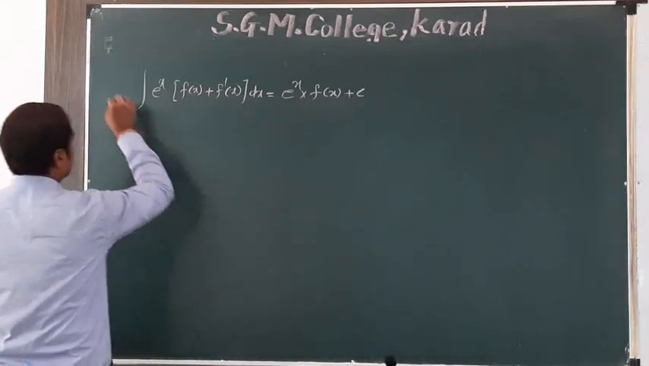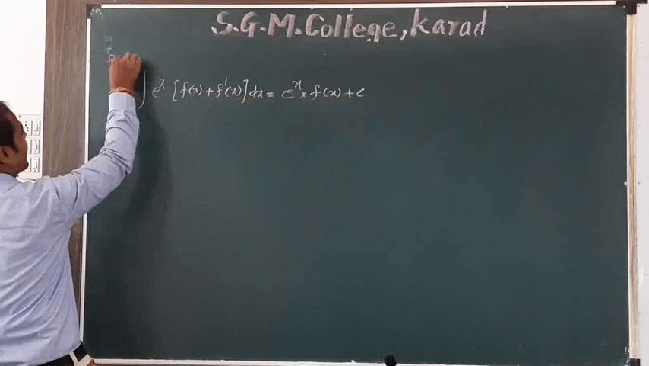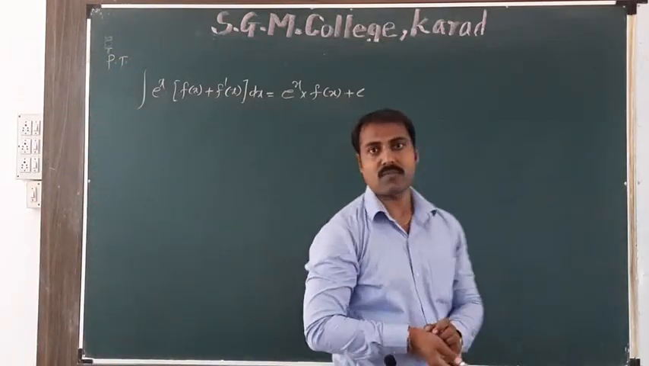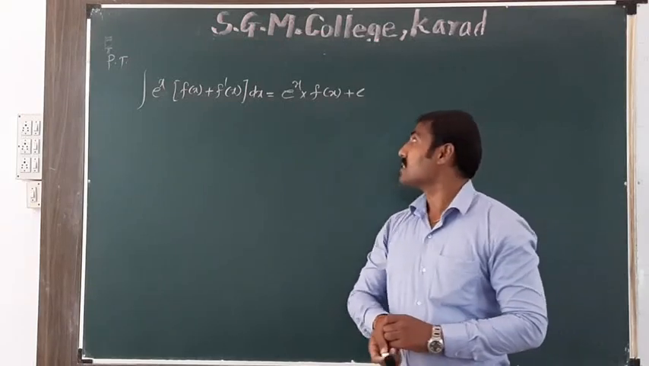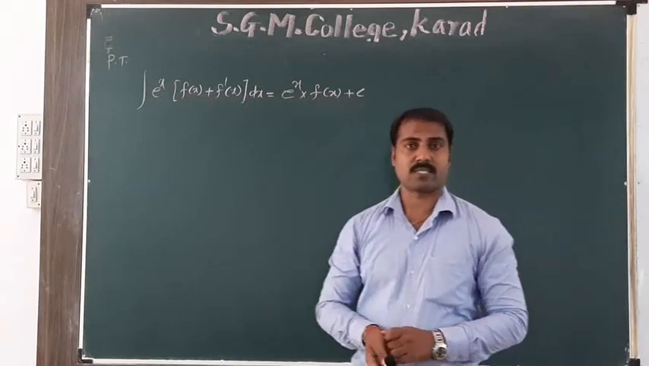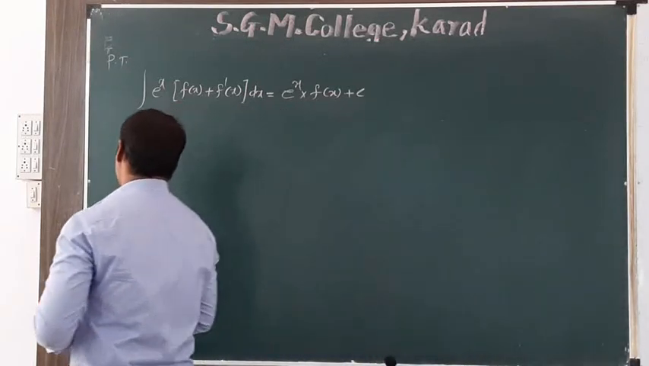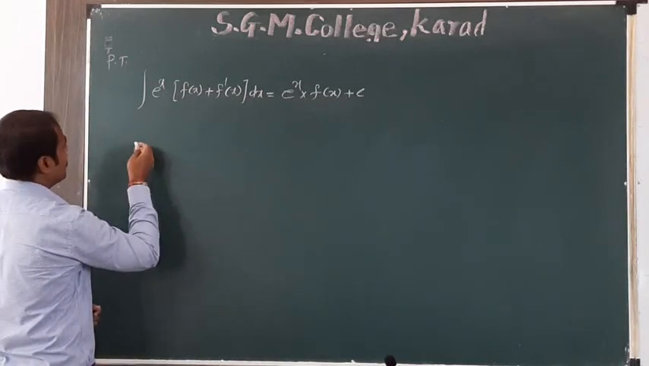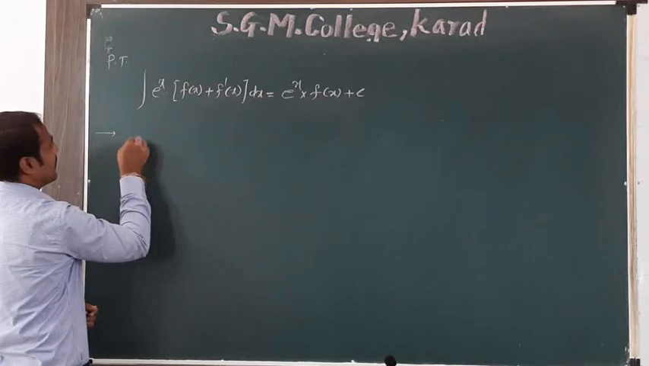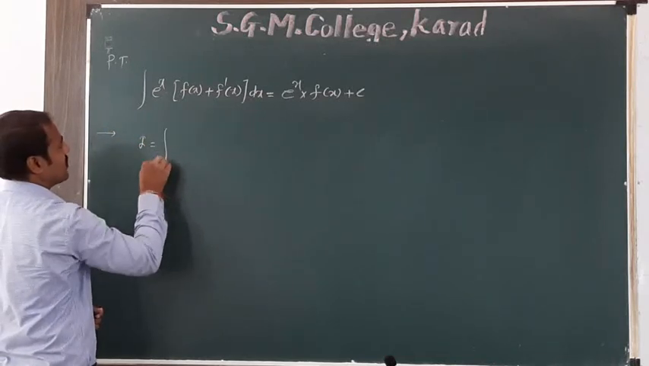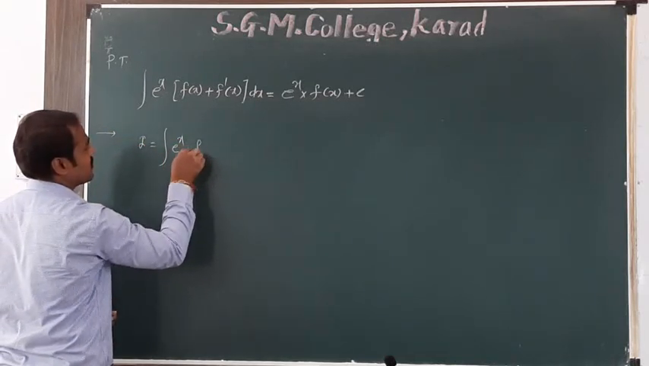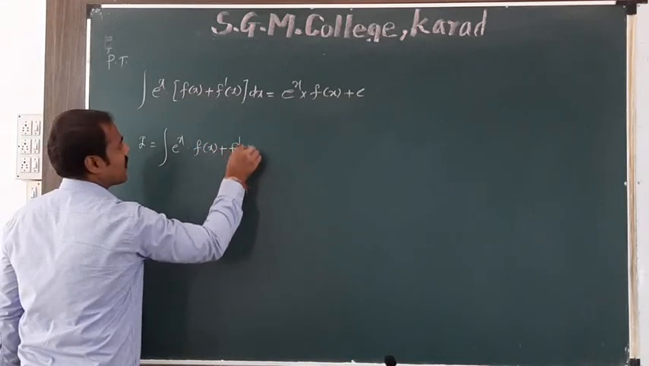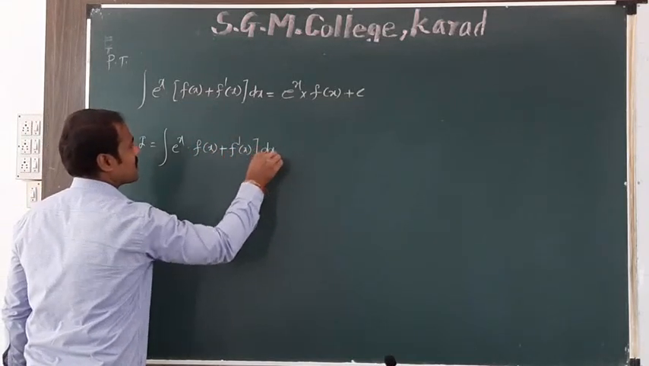Okay, first we prove this corollary. The question is: prove that the integration of e raised to x into f of x plus f dash of x dx is equal to e raised to x into f of x plus c. First, take the integration. I can write, let I is equal to the integration of e raised to x into f of x plus f dash of x dx.